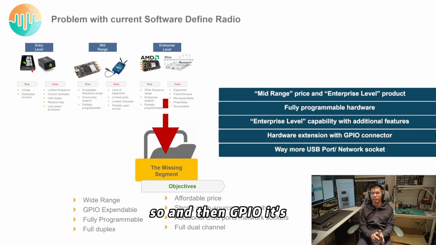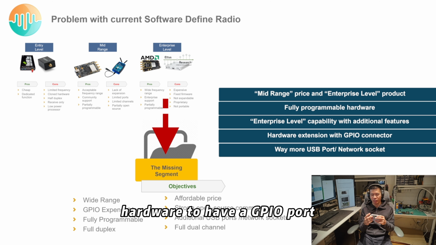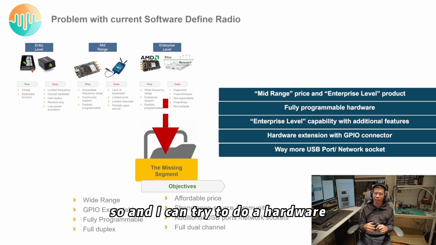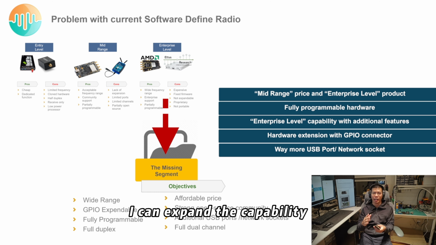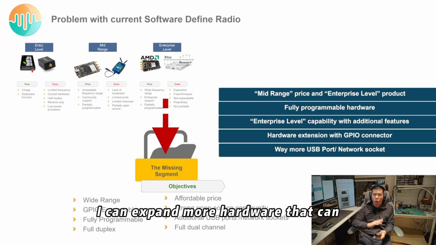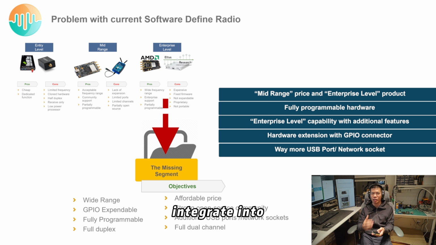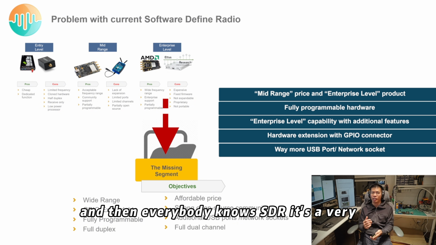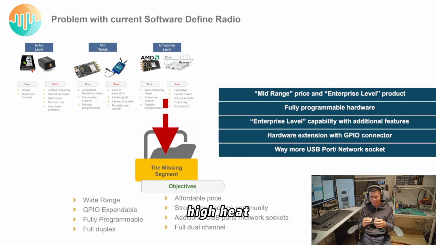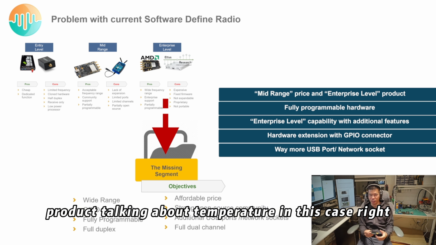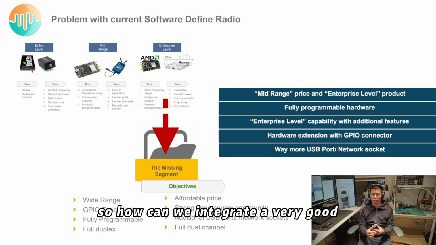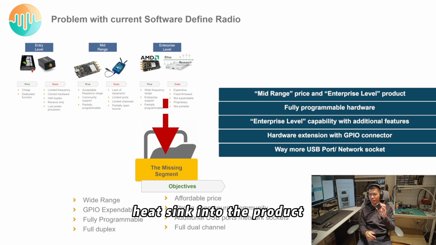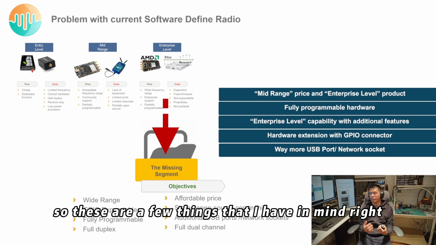And then GPIO, it's a must. So I wanted my SDR hardware to have a GPIO port, so I can try to build hardware and expand the capability. I can expand more hardware that can integrate into my SDR devices, right? And then everybody knows SDR is a very high heat product. I'm talking about temperature in this case, right? So how can we integrate a very good heat sink into the product? So these are the few things that I have in mind, right?